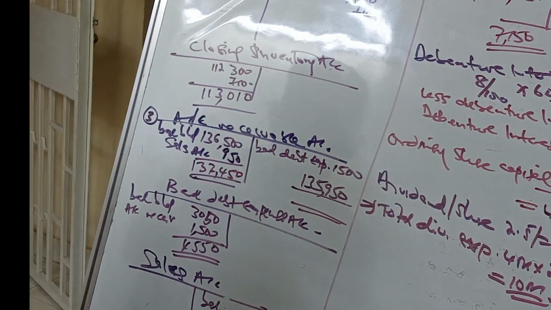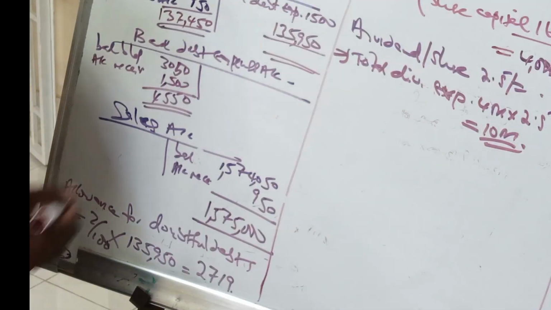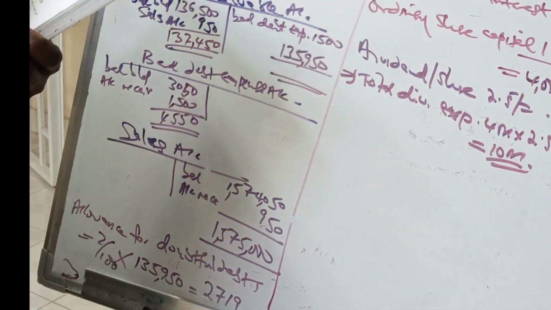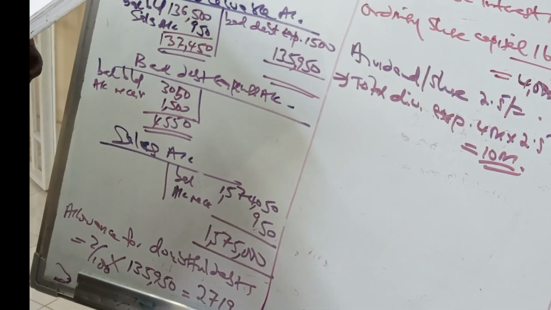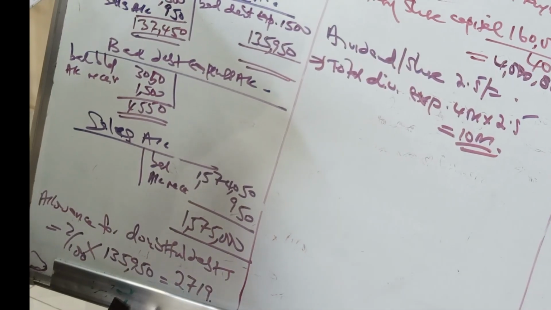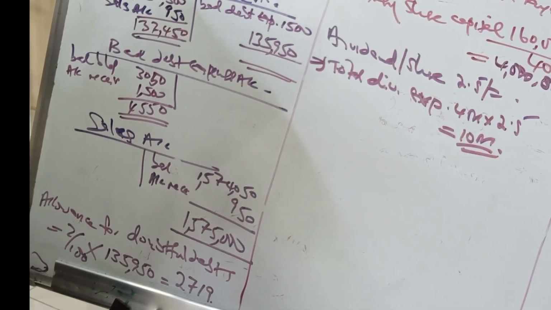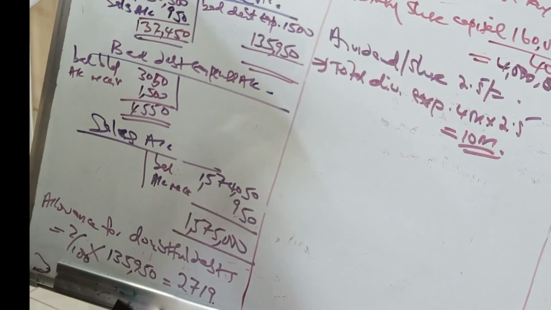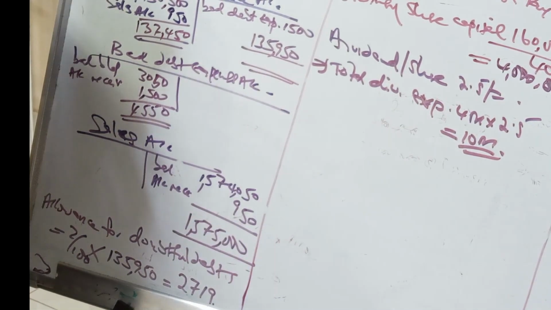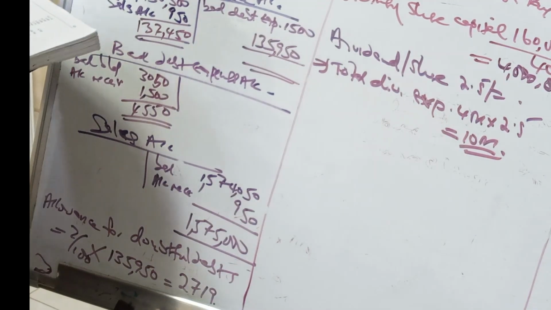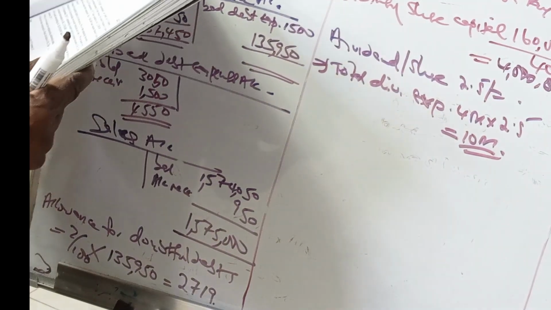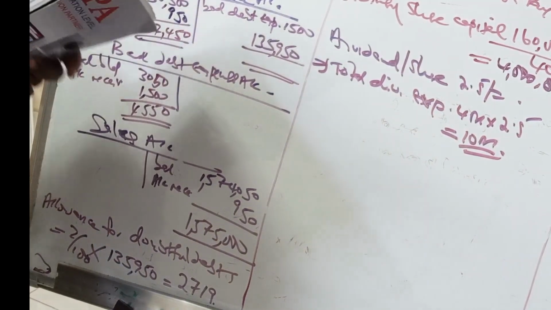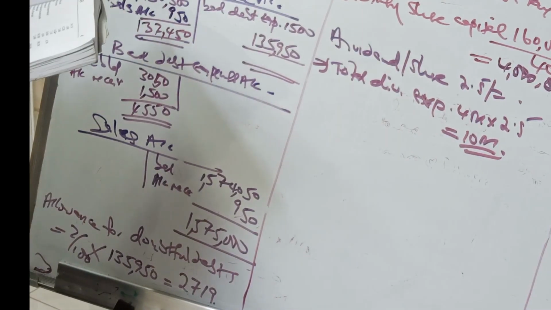Then we have allowance for doubtful debt. Never forget that if we have opening and closing allowance, it is the difference which we take to the income statement. If it is increasing, we record it as an expense. If it is decreasing, we record it as an income. But in our case, we do not have any provision for doubtful debts in the trial balance, meaning that this is the first time we are providing.